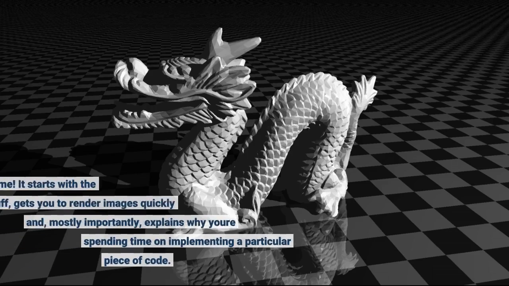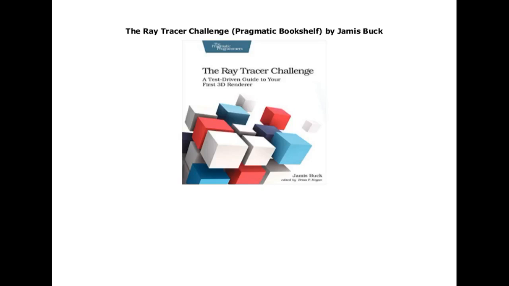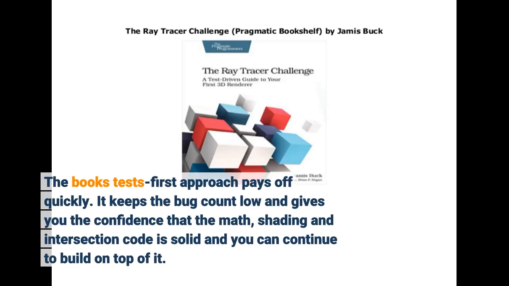The book is awesome. It starts with the basic stuff, gets you to render an image quickly and, most importantly, explains why you're spending time on implementing a particular piece of code. The book's test-first approach pays off quickly. It keeps the bug count low and gives you the confidence that the math, shading and intersection code is solid and you can continue to build on top of it.